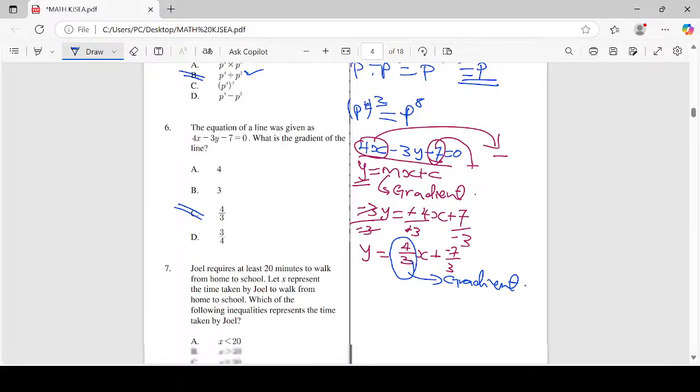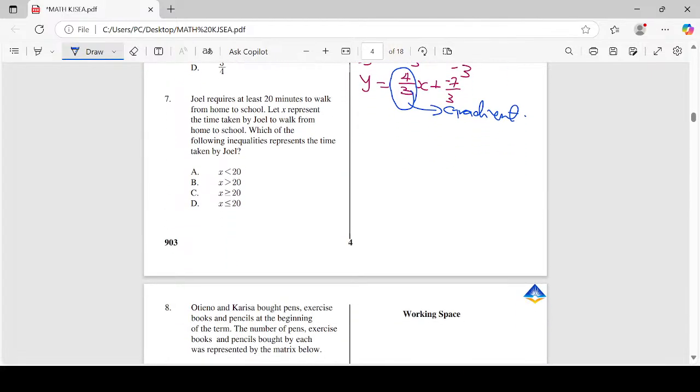We proceed to question number 7. Joel requires at least 20 minutes to walk from home to school. Let X represent the time taken by Joel to walk from home to school. Which of the following inequalities represents the time taken by Joel?